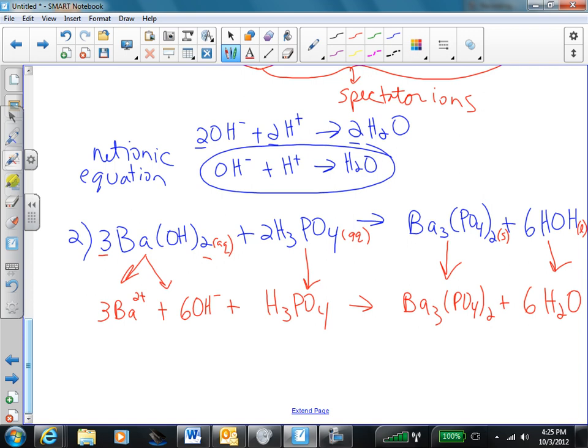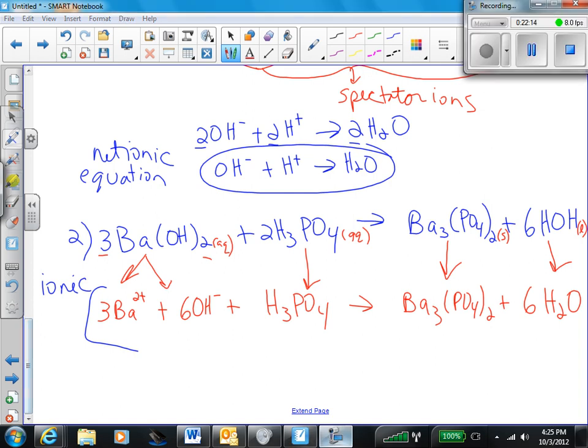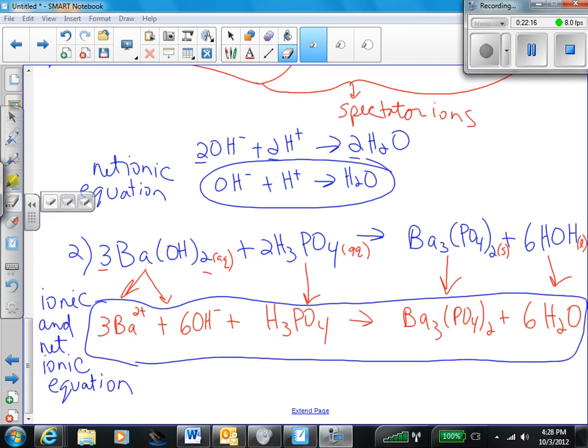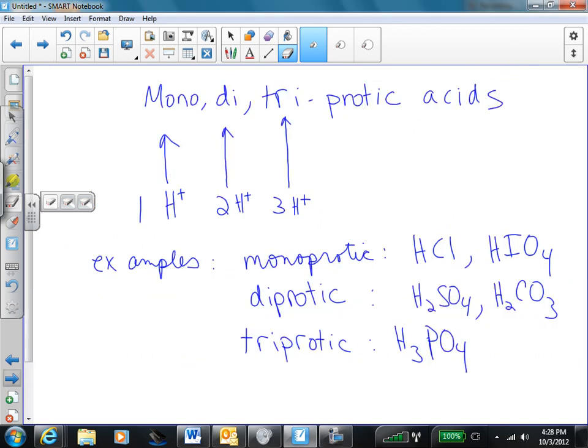Are there any spectator ions in here? Hopefully you're seeing there are absolutely no spectator ions. In this case, our ionic and net ionic equations are actually the same. Okay, so here is our completed ionic, and it turns out our net ionic equation for number 2. Let's move on, and you're going to get a flash of everything, and I'm going to cover this up.